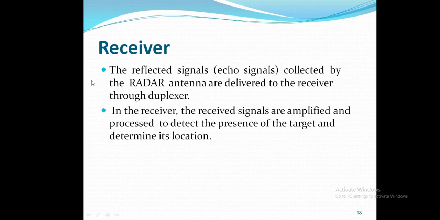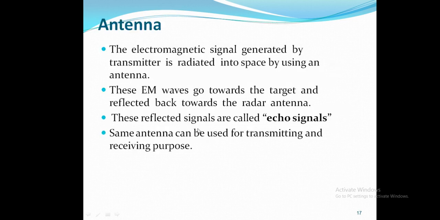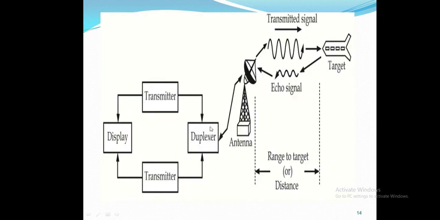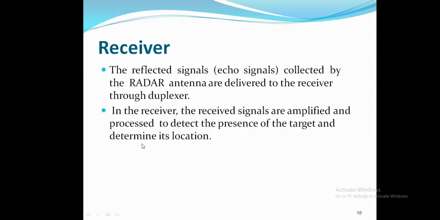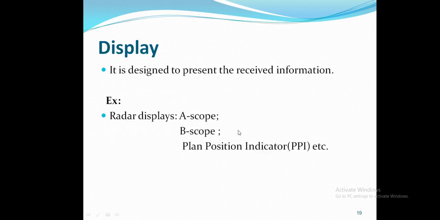Next, the receiver. The reflected signals from the radar antenna are delivered to this receiver by using the duplexer only. The receiver function is to amplify the signal and process it to detect the presence of the target and determine its location. That location will be displayed by using the display device.